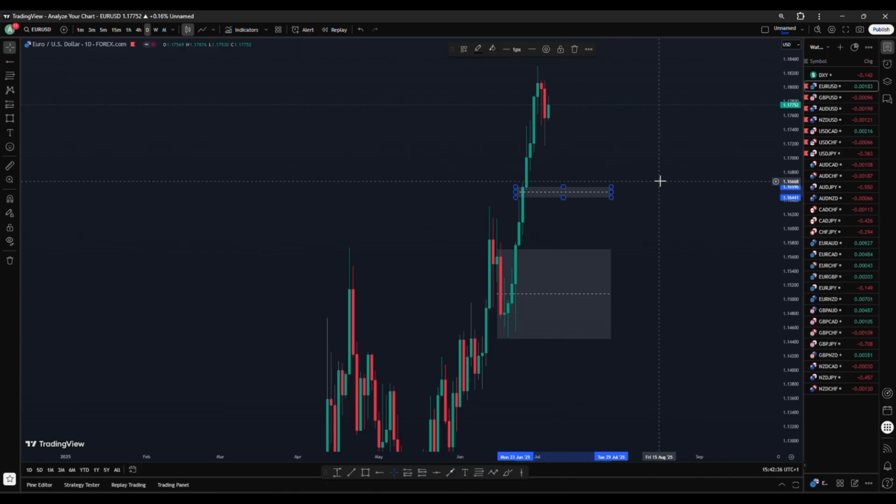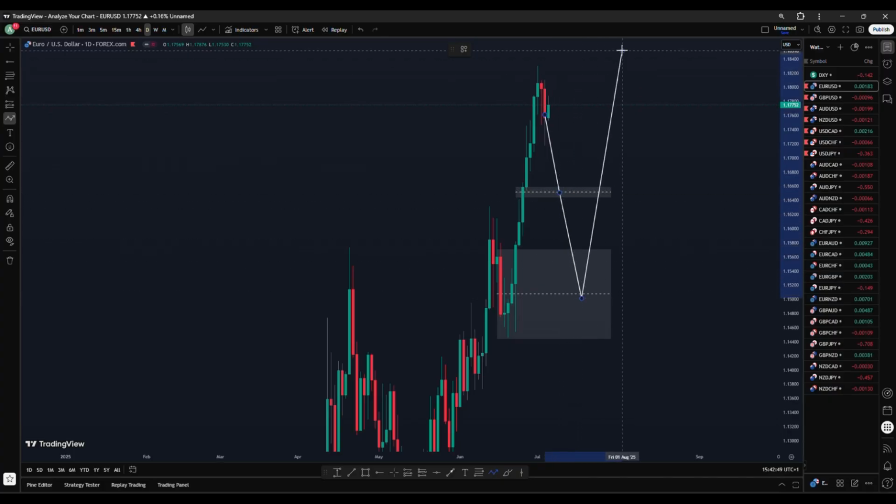So what will I be looking forward to? Now, what I want to see happen is this. I want to see price retrace also to any of these points of interest. So let me get my tool. I want to see price retrace to either this level or this level before pushing upwards.